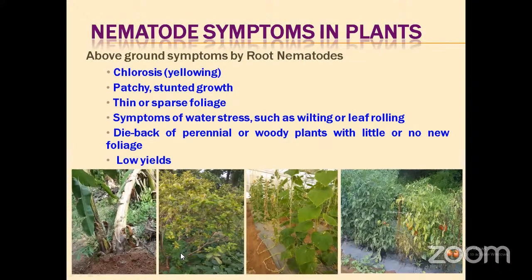So once we find these kinds of symptoms, we should be in the habit of checking the soil or the roots of the plant, to see whether there is any chance of root galls, so that we can have an idea whether this is root-knot nematode or not. See how the plants are slowly wilting. By seeing this, we should immediately check how the roots are. See, this is also.